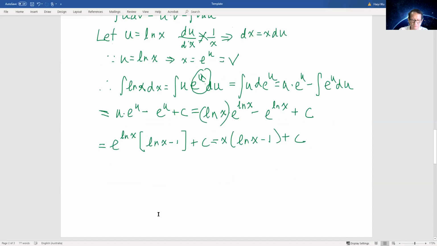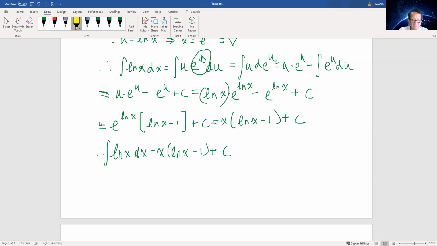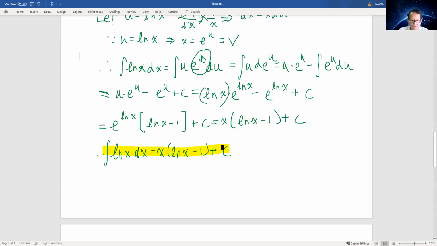So therefore we've got the formula. The integration of log x with respect to x will be x times (log x minus 1) plus c. So this is our formula. I'm going to highlight it in yellow, and I'm going to use it. This is our formula for today.